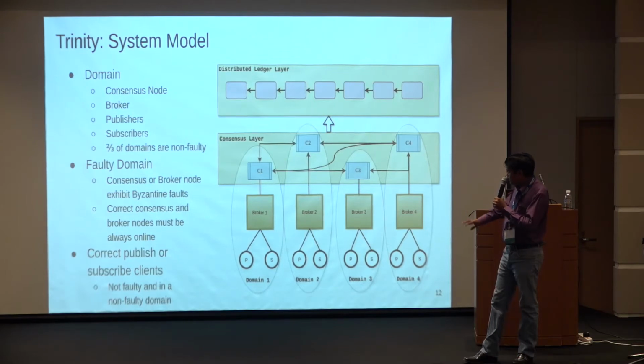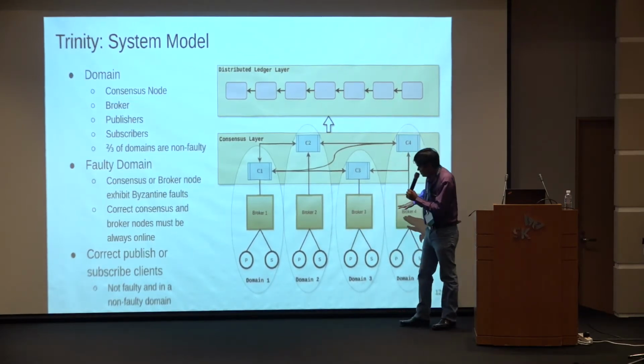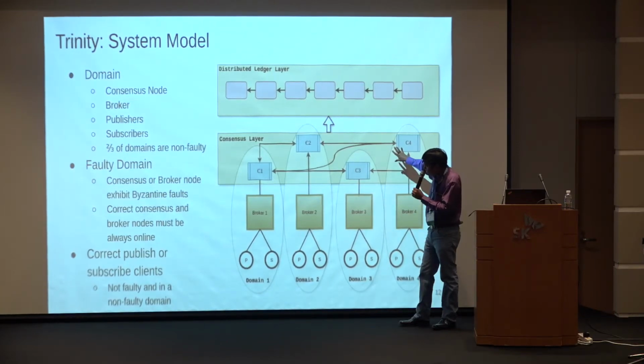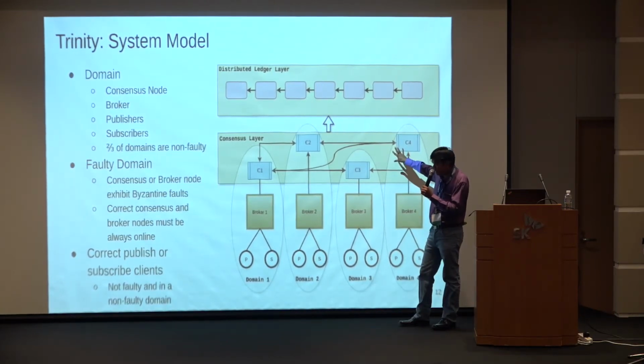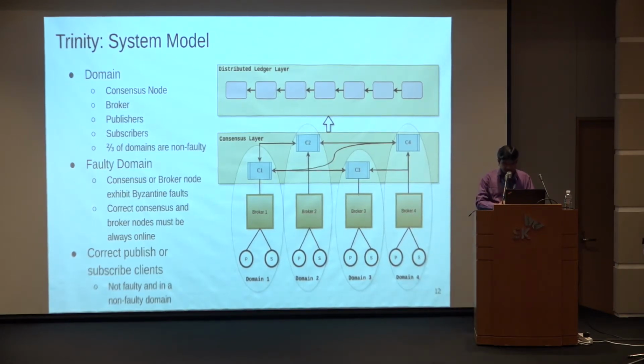These are the key assumptions that we make. If you look at this diagram, we consider multiple domains, and this is a broker layer which just handles the messages that come from the publisher. And this is the consensus layer, which is responsible for achieving consensus on messages that hit the broker. Whenever a message hits a particular broker, it is immediately sent to the consensus node, and consensus is achieved on that message before it is relayed to the subscribers who are interested in it. That is the runtime behavior of Trinity.